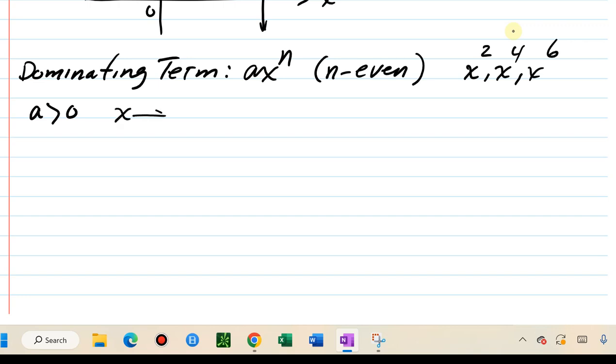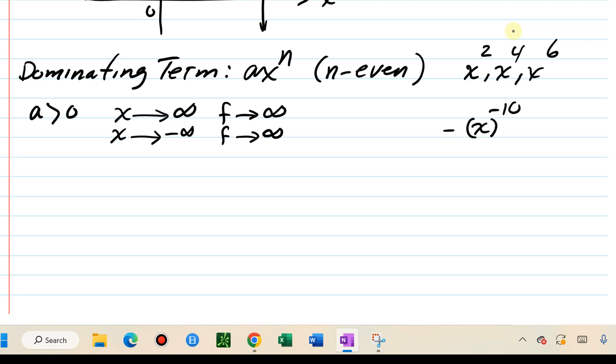Now, when the dominating term has even exponent, again, depending on whether a is positive or negative, if a is positive, as x gets very large, the function gets very large as well, approaches infinity. And if x gets very small, then the function will still approach infinity because of the even exponent. So for example, if we have x to the negative 10 power, remember that's the same as x to the 10 power. So the function is always positive in this case, right?